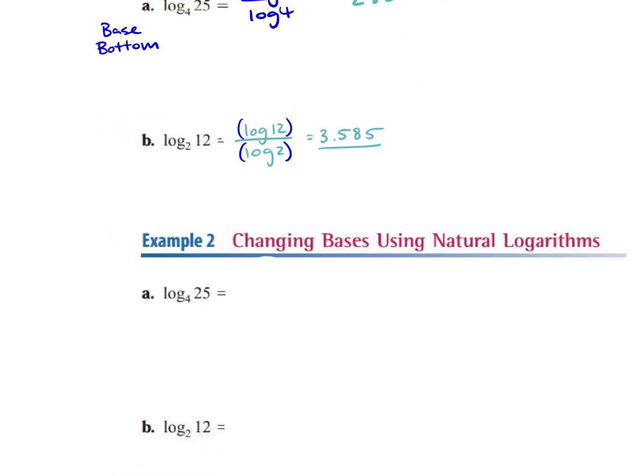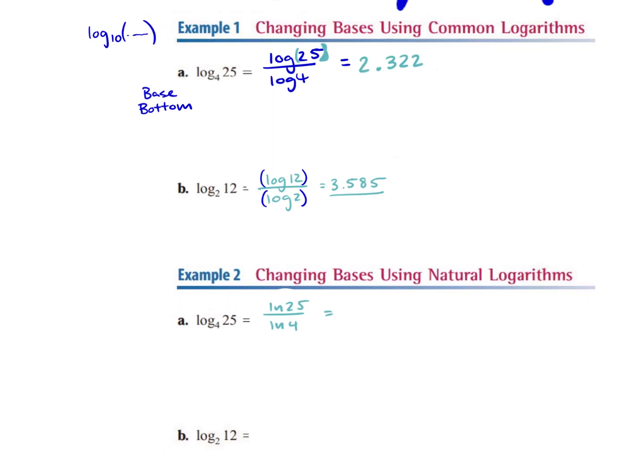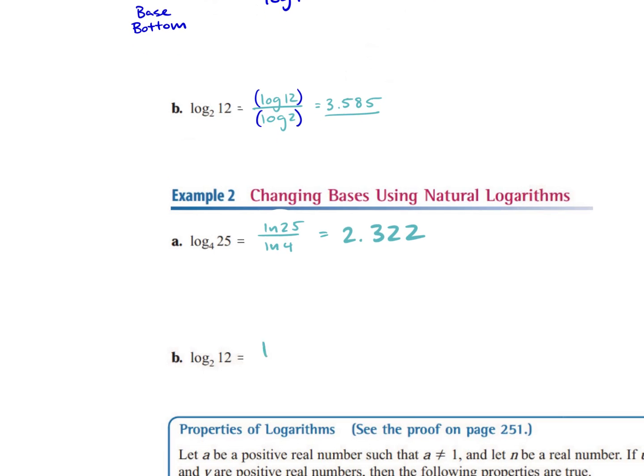All right, you can do the same thing with ln's. So we could do ln of 25 over ln of 4. We'll get the same answer that we did before. So you'll get 2.322. Same thing with the log. You can do ln of 12 over ln of 2. You'll get 3.585. So you can do it either way.